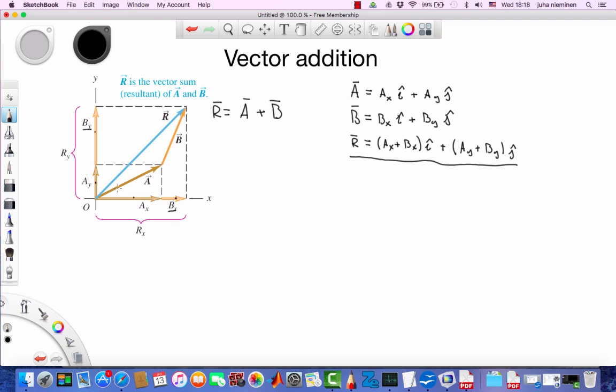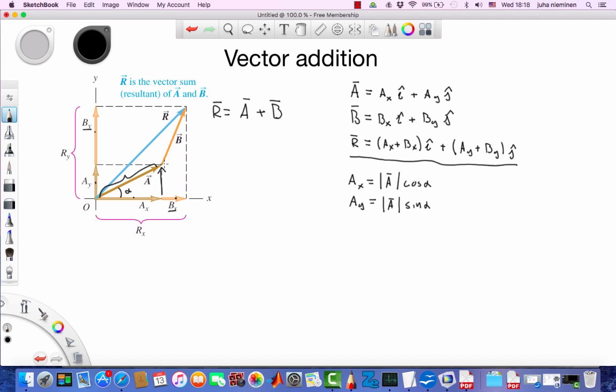If we use simple trigonometry, let's call this angle alpha, then we know that ax is the magnitude of the vector A, which is the length, times cosine of alpha. And in the same way, ay, which is here, the length of that component is the length of the whole vector times sine alpha.